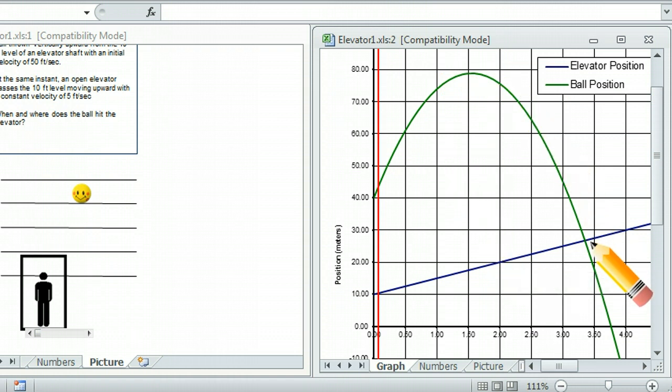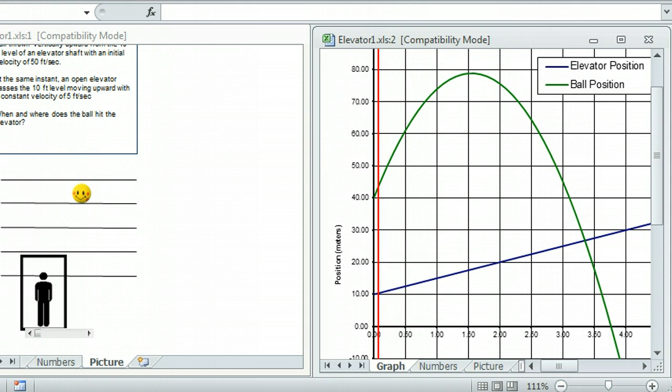And then we can see where these two curves intersect, since we plotted the position of both versus time. That is what we're looking for. So the time, I said, is going to be around 3.4 seconds, and the height is going to be around 26 or so feet. So let's see if we can work that out with numbers now.